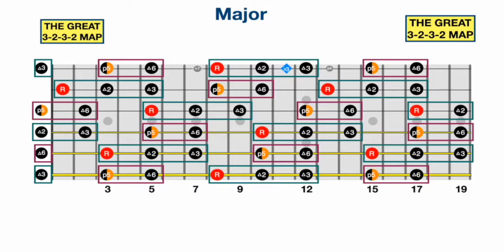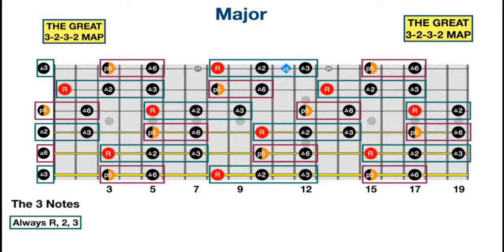So I've called this the Great 3-2-3-2 Map. What I'm going to do is work you through it, and then I'll show you some examples of how you can use it. As we've talked about before, the 3 notes, if you're looking at the major scale or the major pentatonic scale, the green part are always root, 2 and 3. The 2 notes, or the purple part, are always the 5th and 6th.